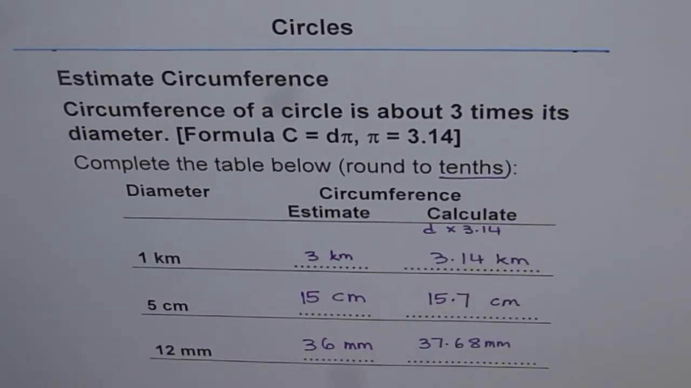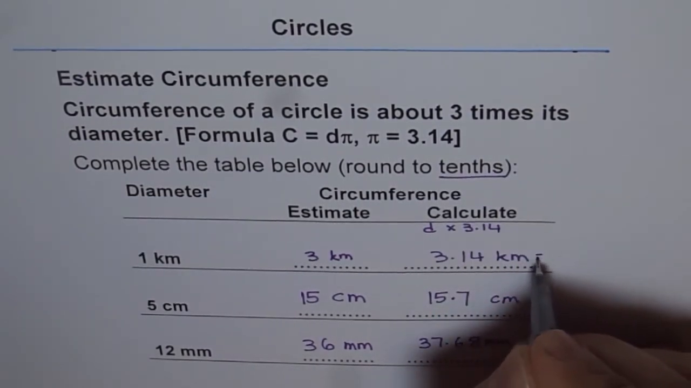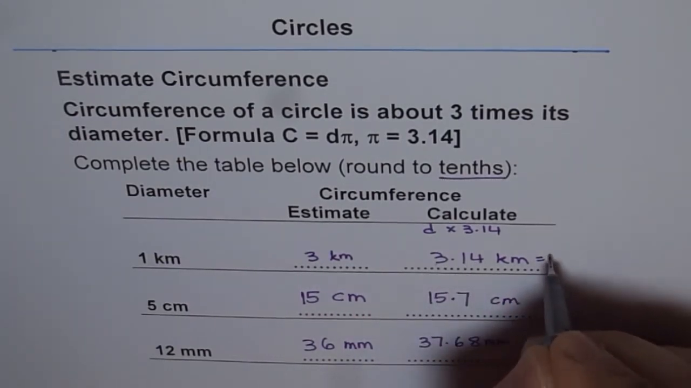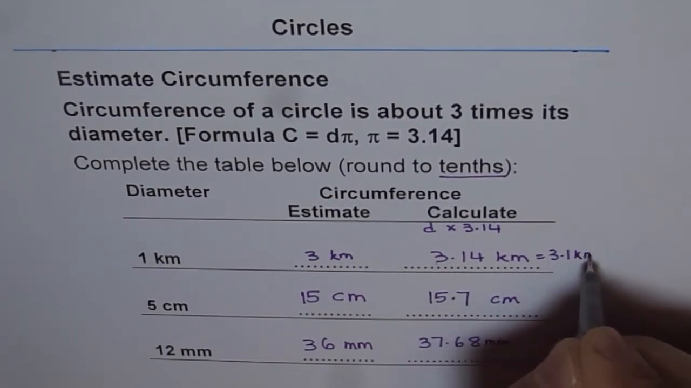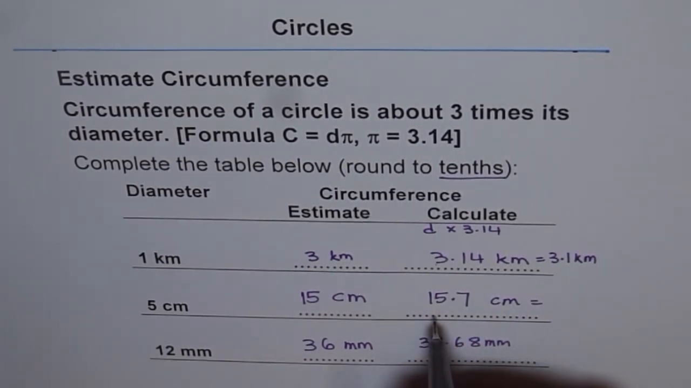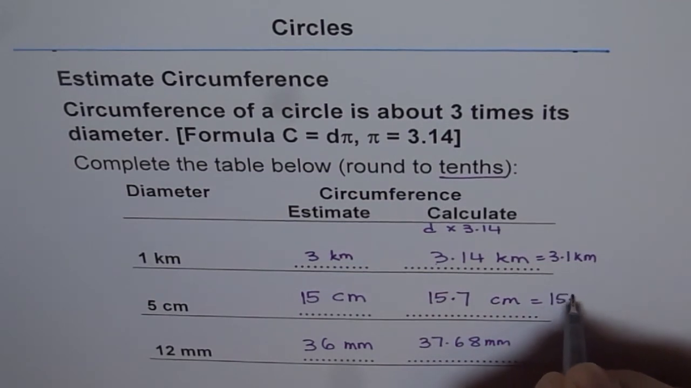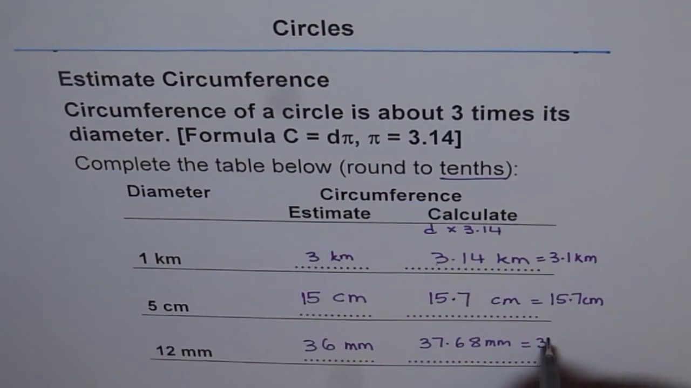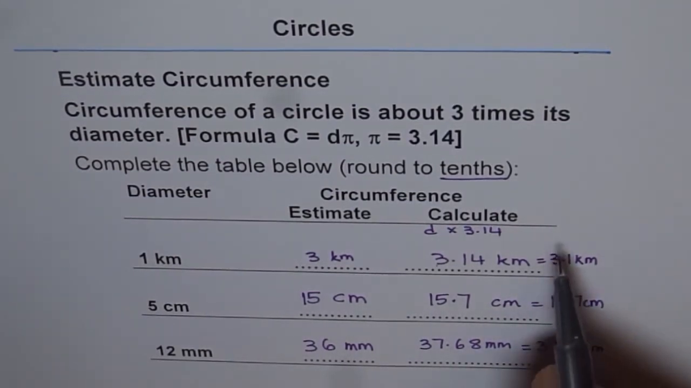Now we need to round to tens, okay? So let's round the first one to tens. Since this is less than 5, I'll write this as 3.1. So this is 3.1 kilometer, right? And here, this one is already rounded to 1 decimal place. So it is 15.7 centimeters. Same thing, right? Here, if you round to 1 decimal place, since 8 is more than 5, it gets rounded to 7. So we get 37.7 millimeter, correct? So these are our calculated values.